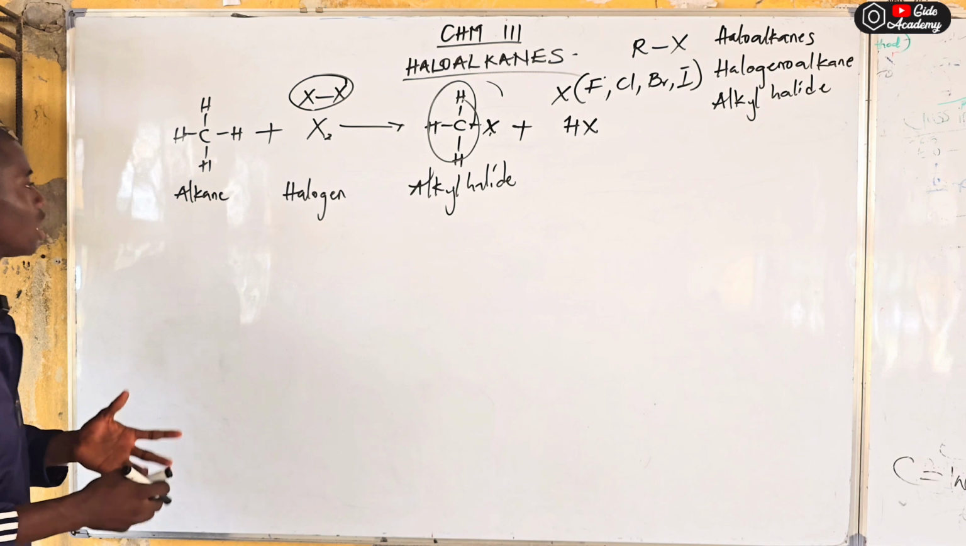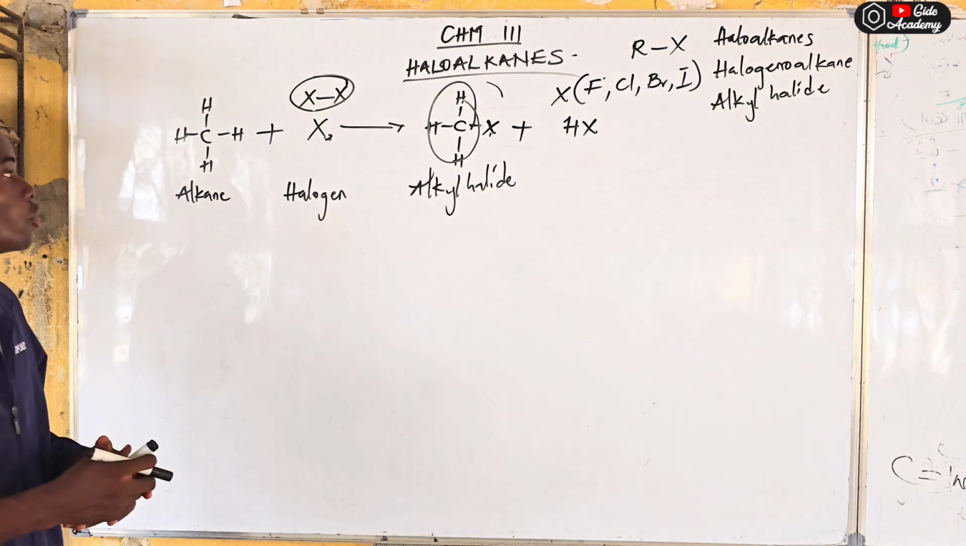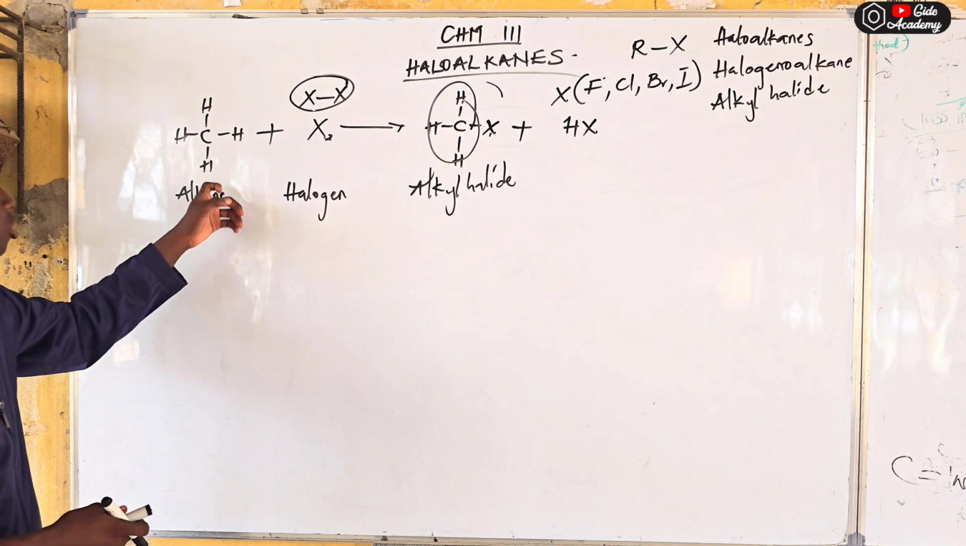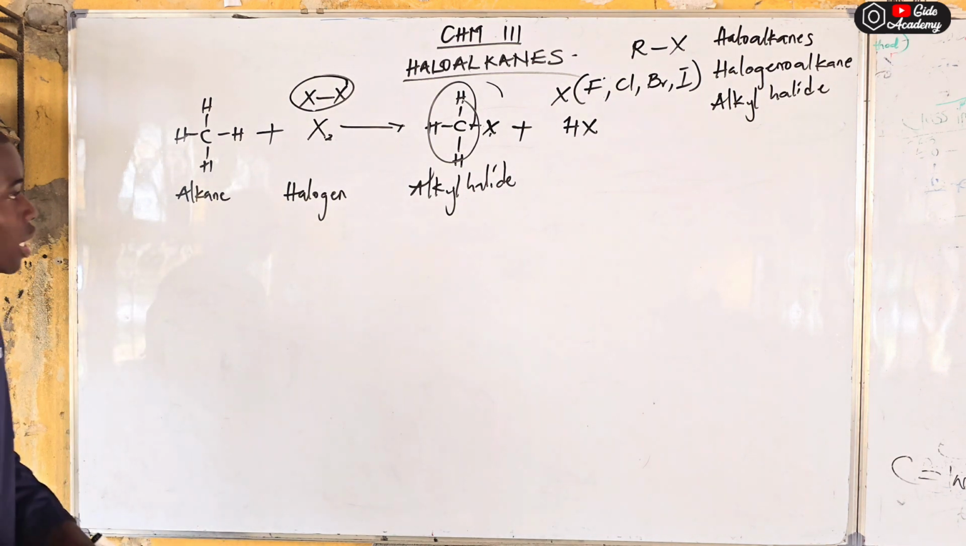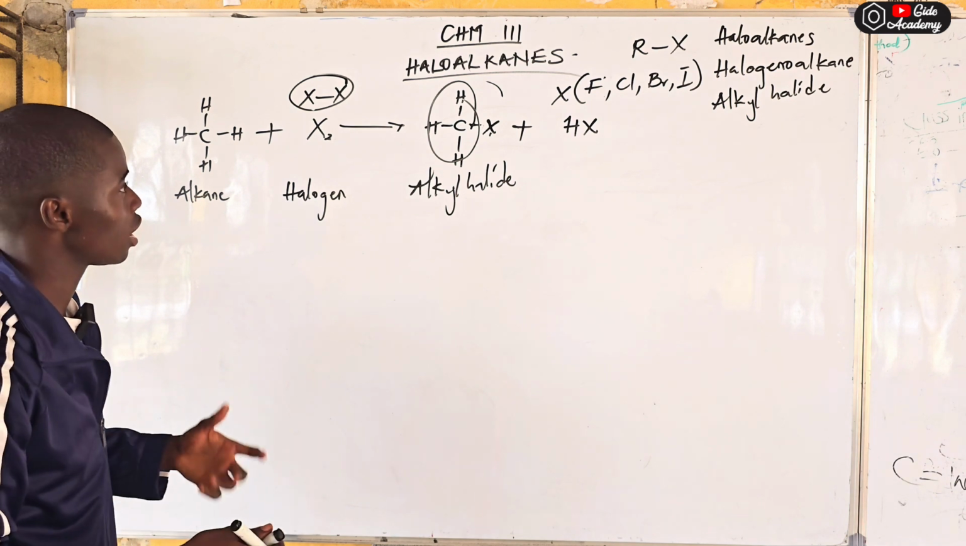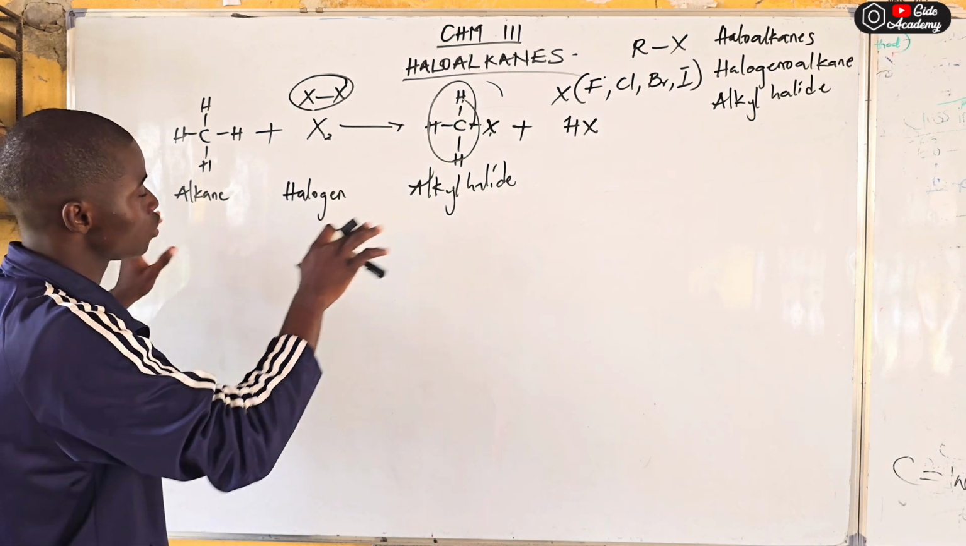So we can easily say haloalkanes are formed from the substitution reaction of an alkane. They are formed from the substitution reaction of what? Of alkane. So the product that is formed here can be called an alkyl halide, a halogenoalkane, or what? A haloalkane. So please take note of this reaction.